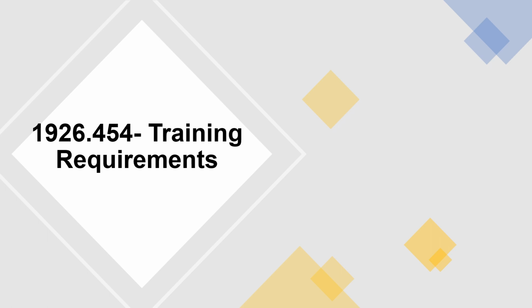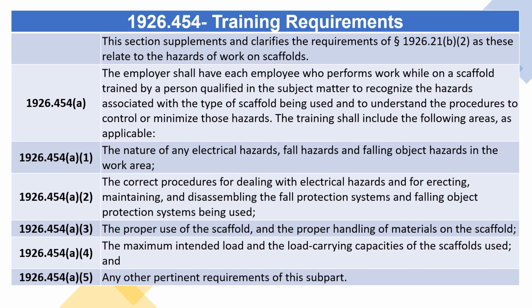1926.454 Training requirements. This section supplements and clarifies the requirements of Section 1926.21(b)(2) as these relate to the hazards of work on scaffolds. 1926.454(a): The employer shall have each employee who performs work while on a scaffold trained by a person qualified in the subject matter to recognize the hazards associated with the type of scaffold being used and to understand the procedures to control or minimize those hazards. The training shall include the following areas, as applicable: 1926.454(a)(1) through (a)(5).